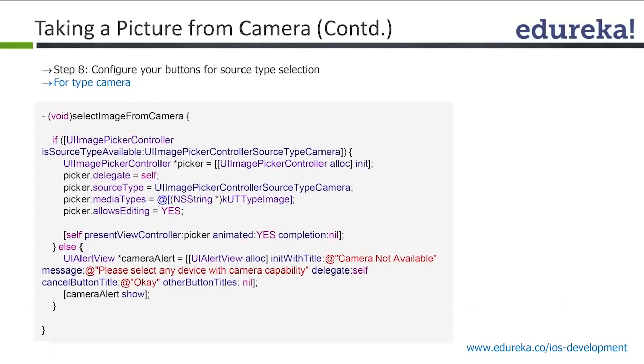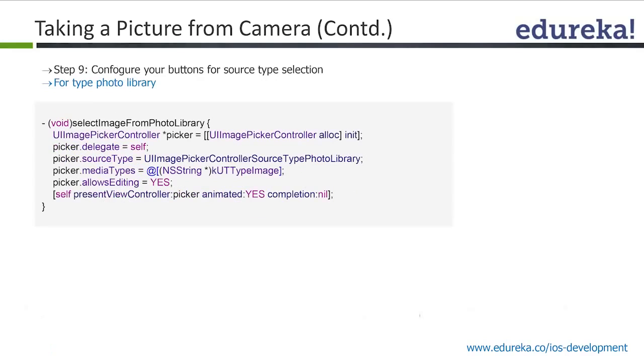So whenever you say that, this will be shown to the user, and the user will be able to go through the whole process and capture the image. Here we have an else case. If there is no camera, then you are going to throw an alert. With a UIAlertView, you use this for showing alerts. You will say that the camera is not available, so please select a device with camera capability.